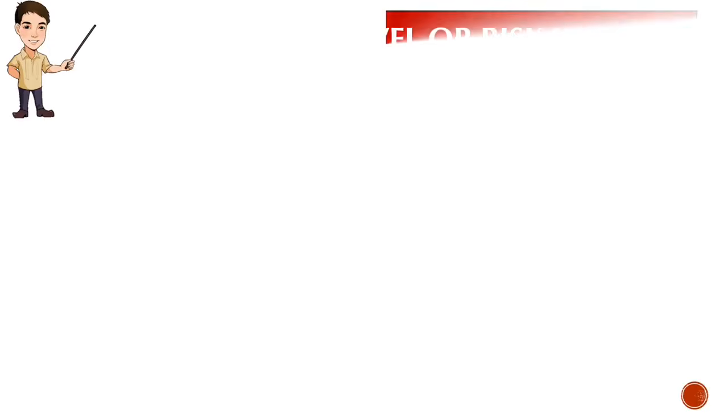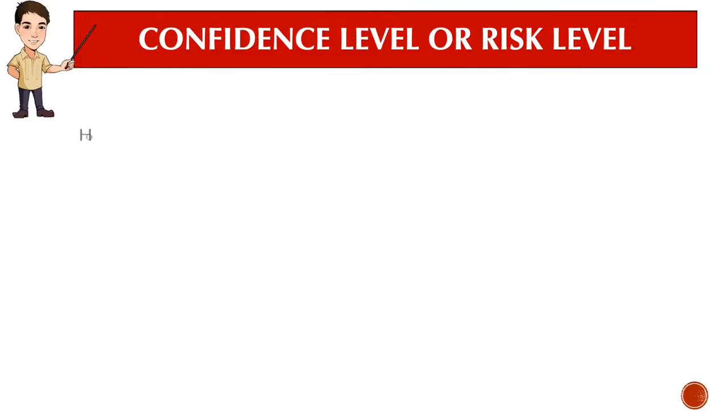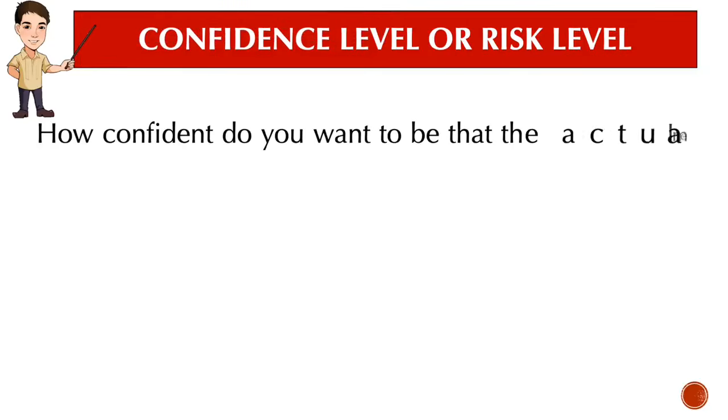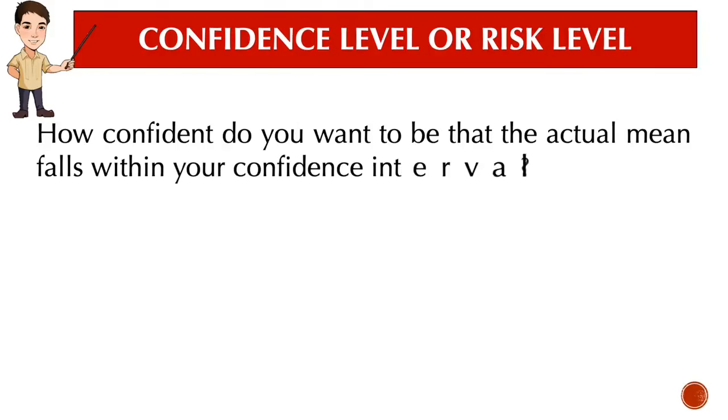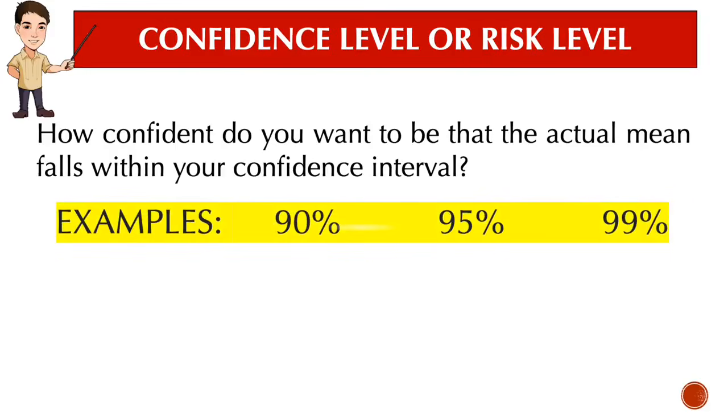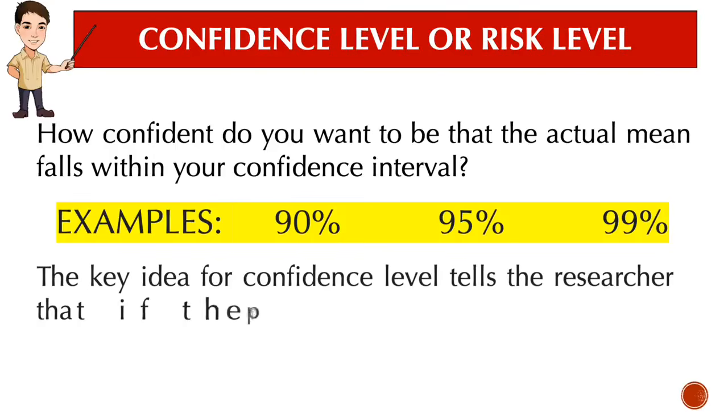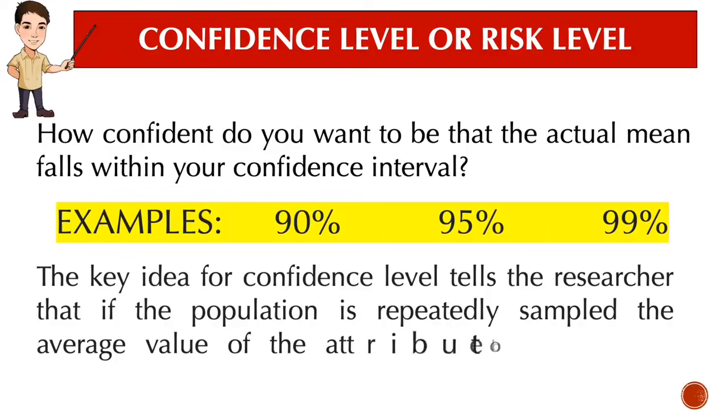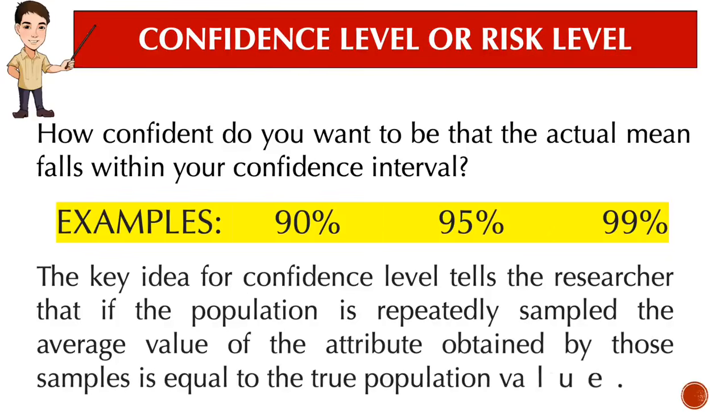Third is the confidence level or the risk level. This asks a question to the researchers. How confident do you want to be that the actual mean falls within your confidence interval? The most common confidence intervals are 90%, 95%, and 99%. The key idea for confidence level tells the researcher that if the population is repeatedly sampled, the average value of the attribute obtained by those samples is equal to the true population value.